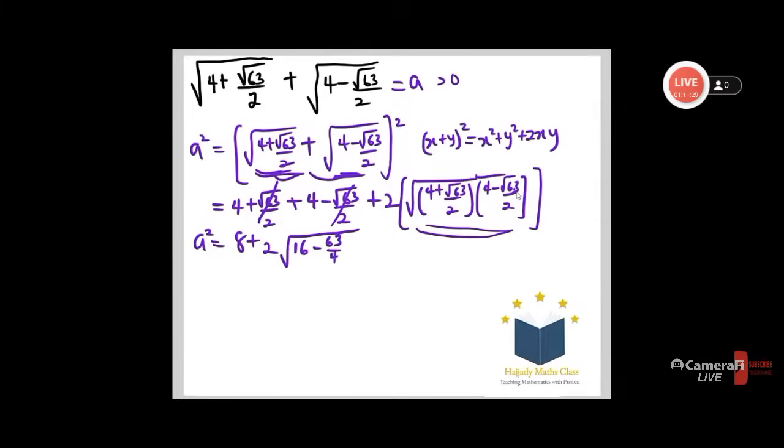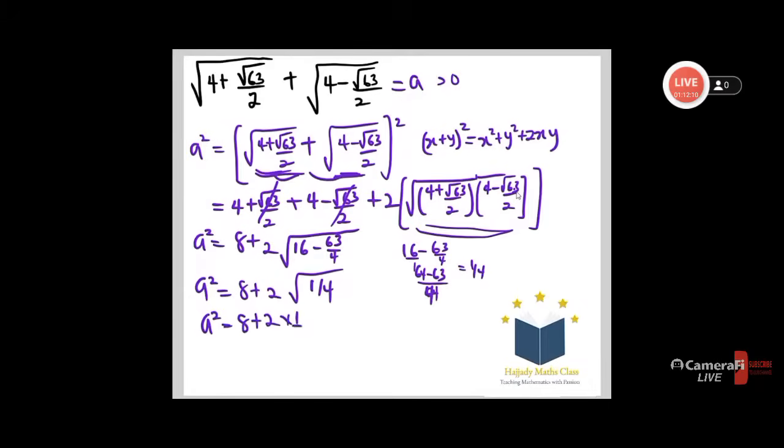So here I'm going to have a squared equals 8 plus 2 root 16 minus 63 over 4, finding the LCM, which is 64. So here I'm going to have 64 minus 63, which is 1 over 4. So I have my a squared to be equal to 8 plus 2 multiplied by root 1 over 4, which is 1 over 2. So cancelling out, a squared will be 8 plus 1, which is the same thing as 9. So my square root is going to be 3. Don't forget that my a is assumed to be greater than 0. So that shows that this answer.